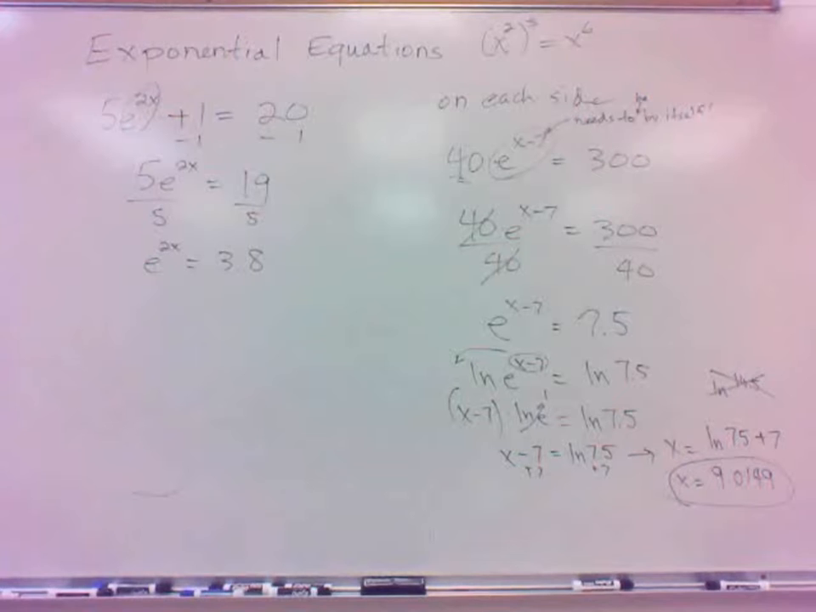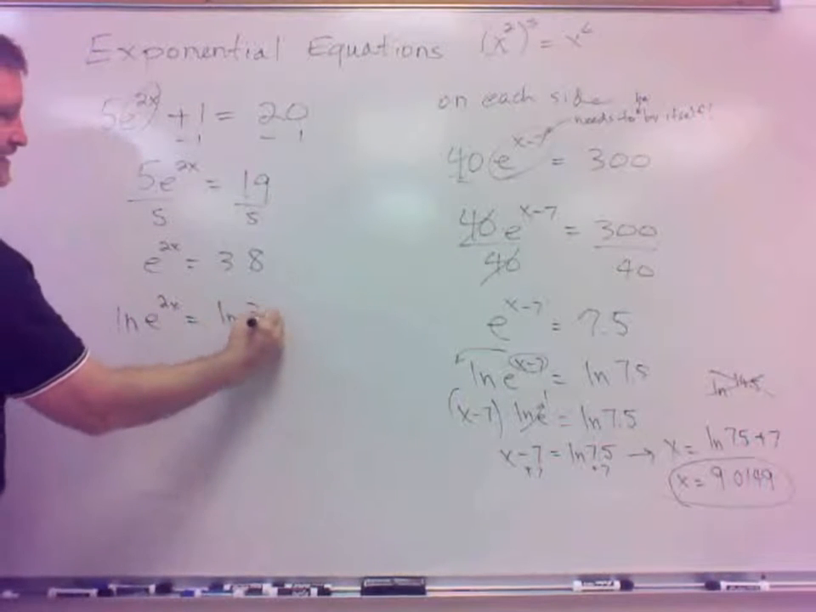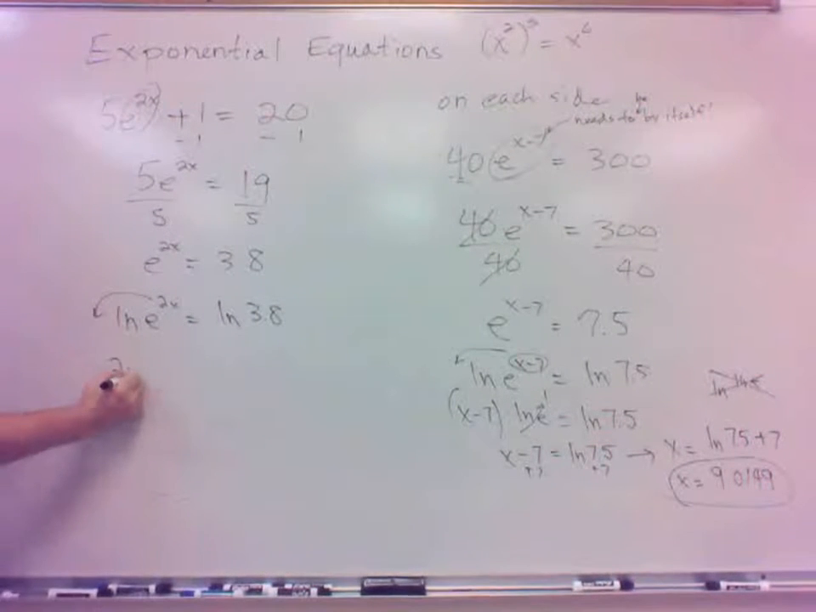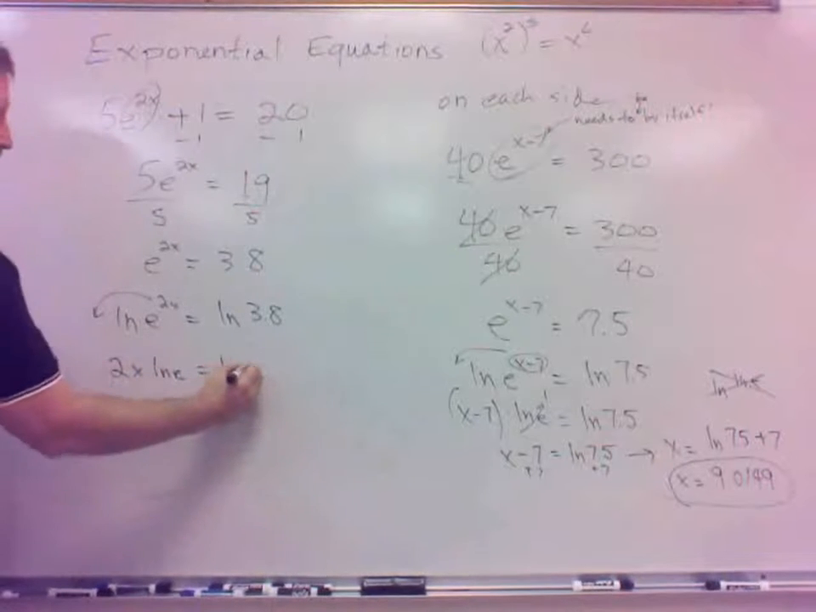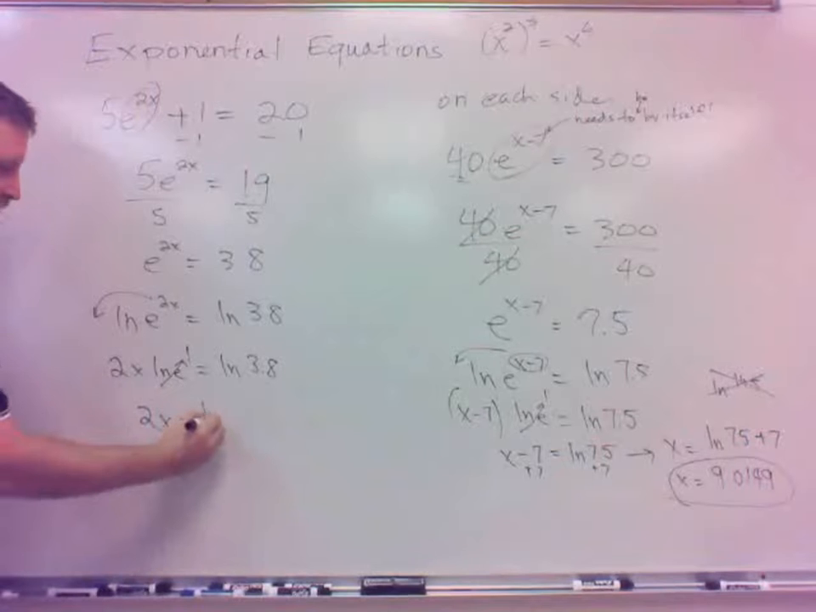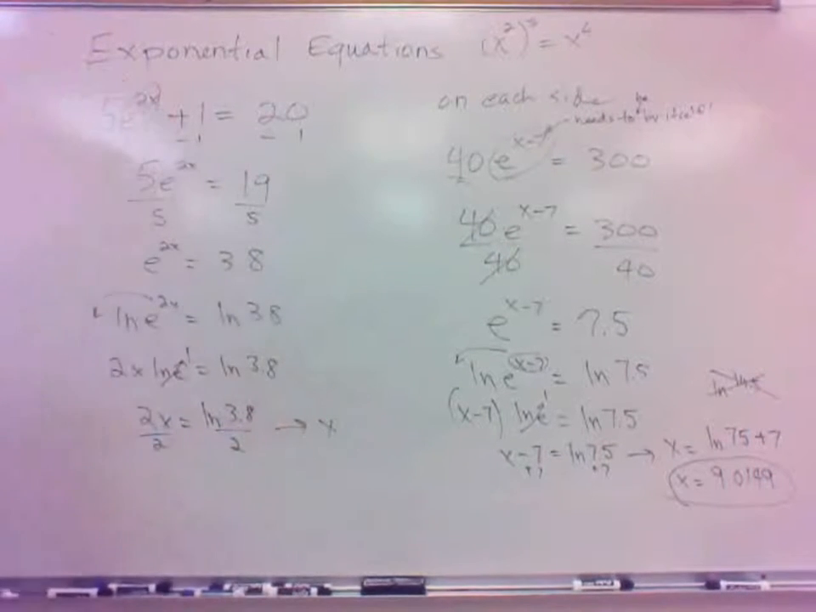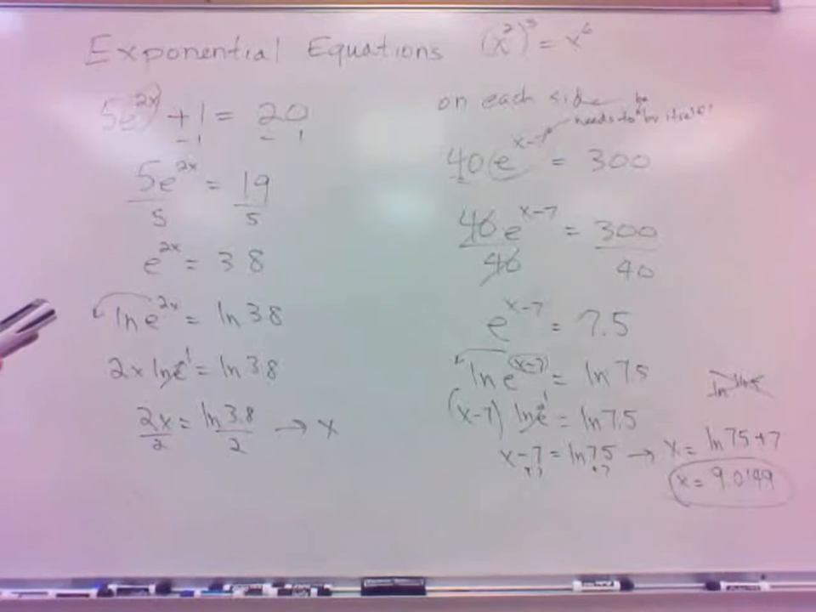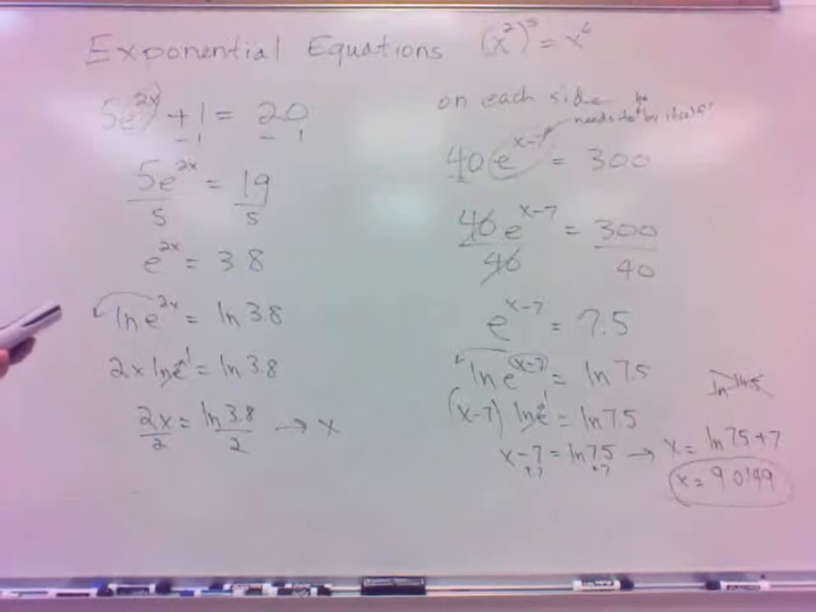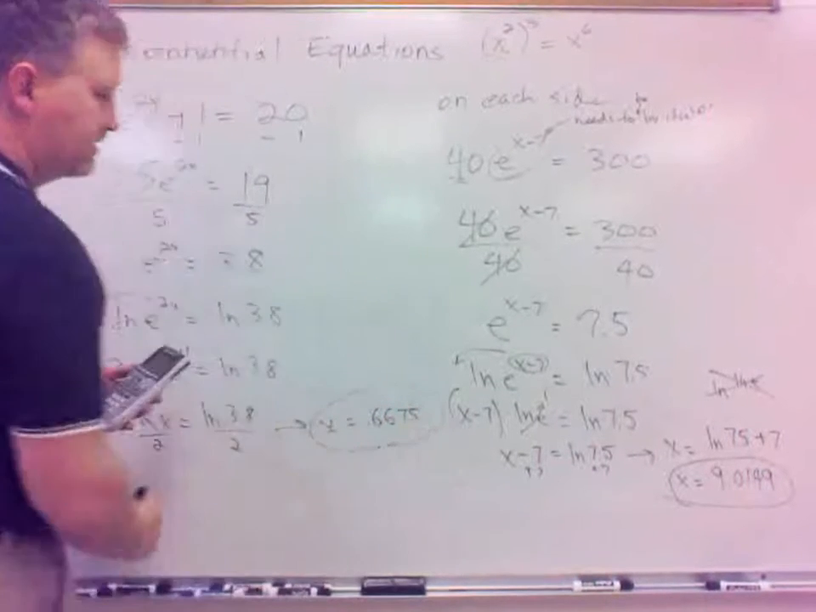Now I have my exponential by itself. So what can I do now? Well, I can take the ln on both sides. Power pops out, so I have 2x ln of e. And that's really nice when you have ln of e because it's just 1. So I have 2x equals ln of 3.8. So divide that by 2, and we've got my x. ln of 3.8 is 1.335. Divide that by 2, 0.675. Decimal places are however many they want.